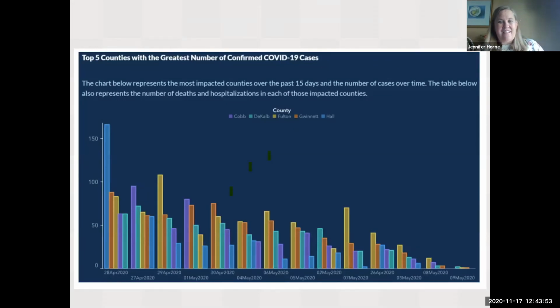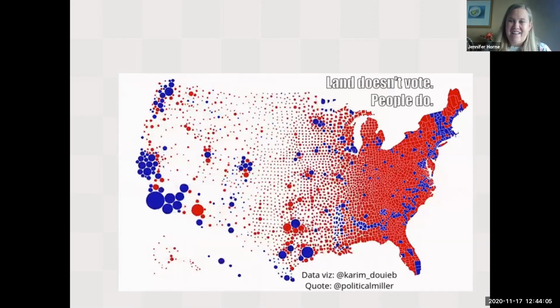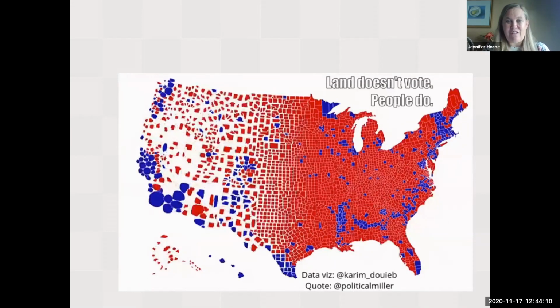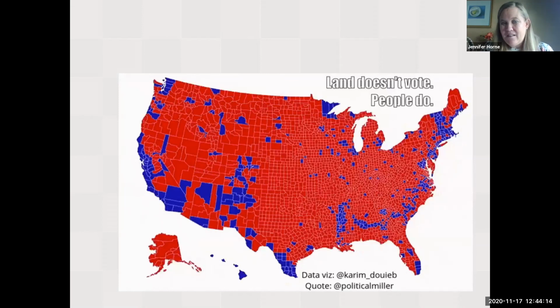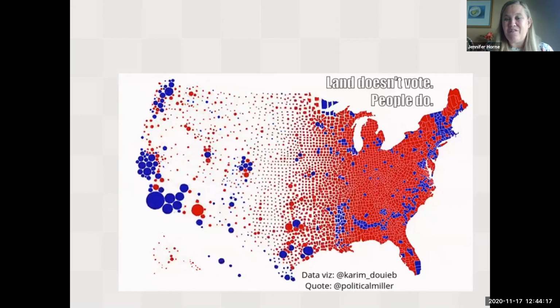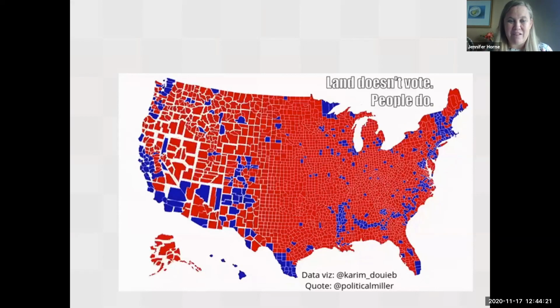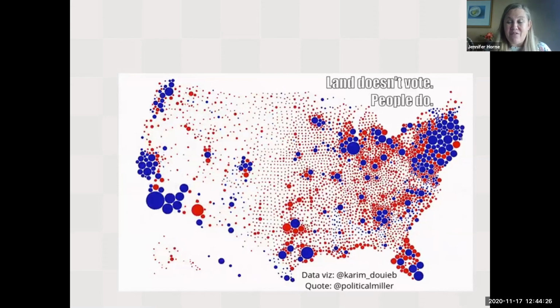The second thing is not a deceiving chart or map, but just that, depending on what you want to show, a map can show different things. This has been in the news a lot: land doesn't vote, people do. If you show this first map of the red counties, you have a certain conclusion about the election results, versus if you look at this population one with the population bubbles, you get a different idea. And neither one of those is wrong.